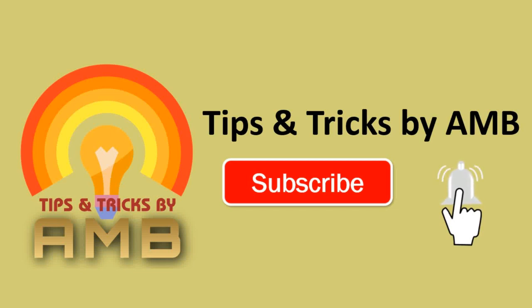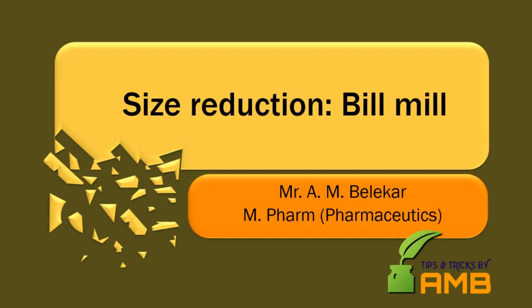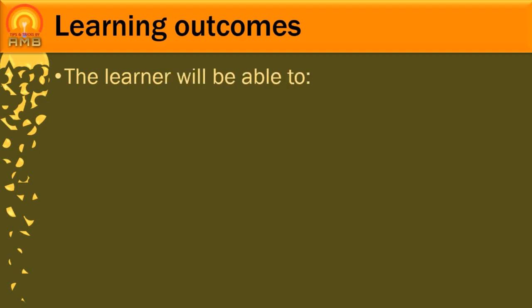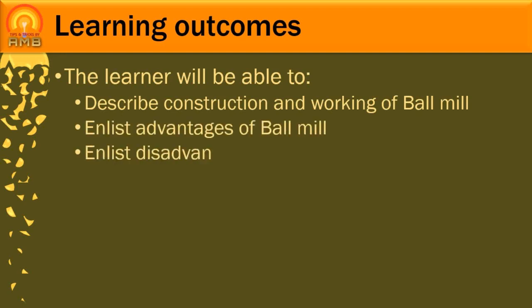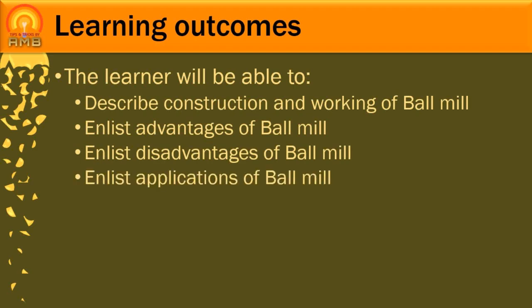In previous presentations, we had already discussed what is size reduction, the factors affecting it, the mechanisms involved in size reduction, and the hammer mill. In this presentation, we are discussing another mill used in size reduction, that is ball mill. After going through this presentation, the learner will be able to describe construction and working of ball mill, enlist advantages of ball mill, enlist disadvantages of ball mill, and enlist applications of ball mill.